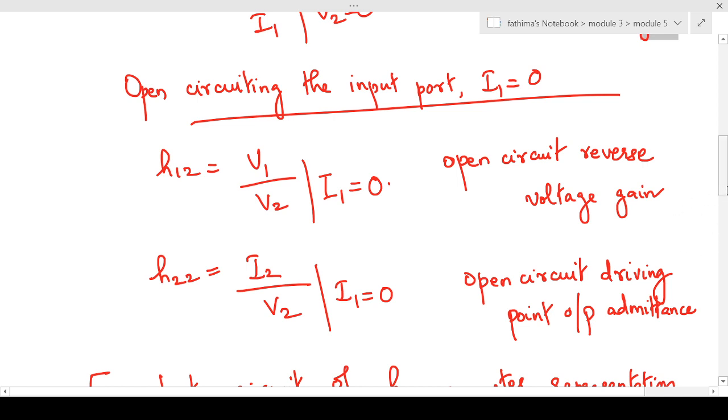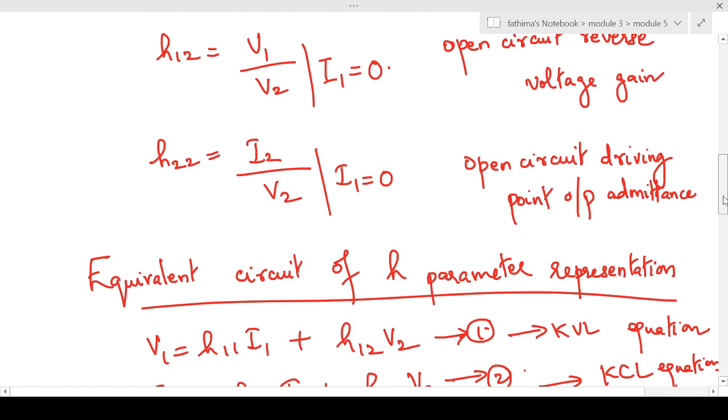So these are the H parameters H11, H12, H21 and H22, and you can see that in the H parameters, they are all a hybrid combination of the ratios. That is why they are known as the hybrid parameters. And these H parameters are widely used in modeling of transistors because it is much easier to measure experimentally the H parameters of transistors than to find their Z or Y parameters.